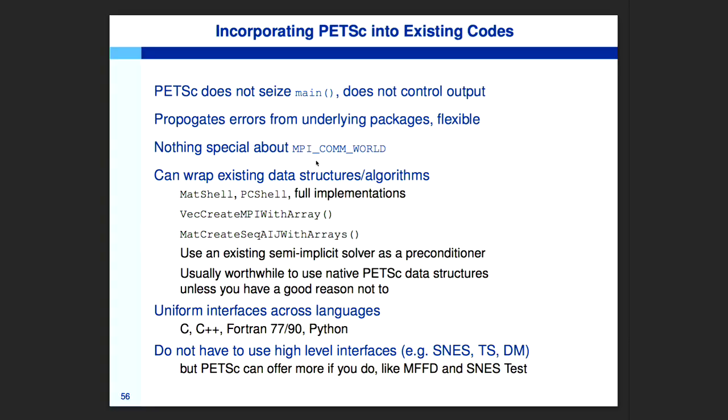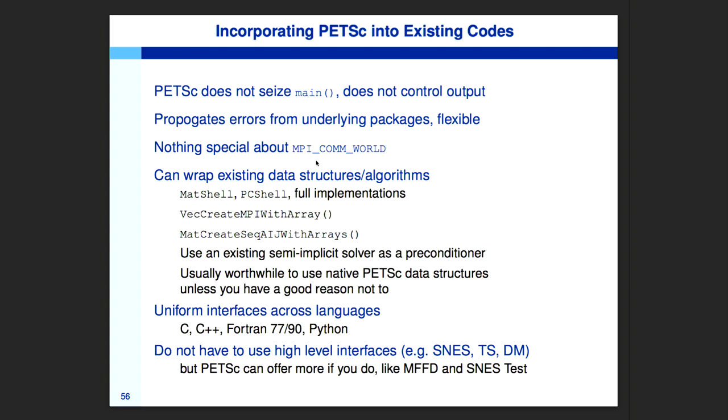We can also directly use memory that you've allocated for vectors and matrices by calling these commands here. For example, VecCreateMPIWithArray will not allocate fresh array space, but will use the array that you provide to it.